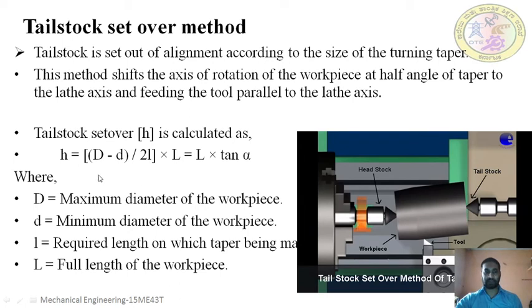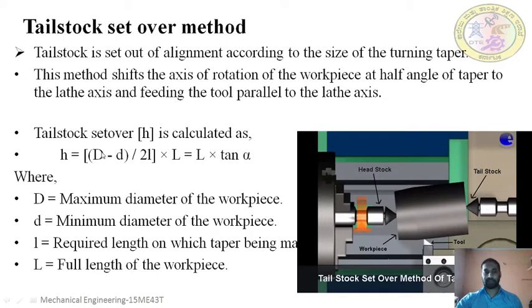D is the maximum diameter of the taper. Small d is the minimum diameter of the taper, divided by 2 into length, where l is the length of the taper required. Small l is the required length on which the taper is being turned, and capital L equals the total length of the workpiece. We don't require taper on the full length of the workpiece. We need a taper only on a particular length. So that length is mentioned as small l, whereas the total length of the workpiece is mentioned as capital L. So that will become capital L into tan alpha.